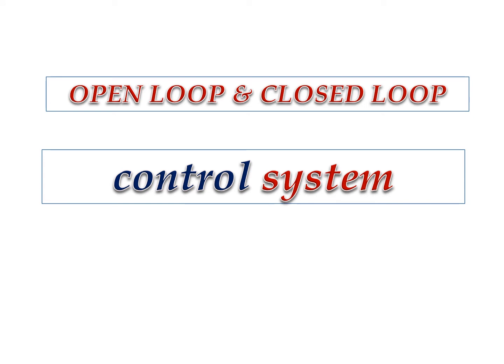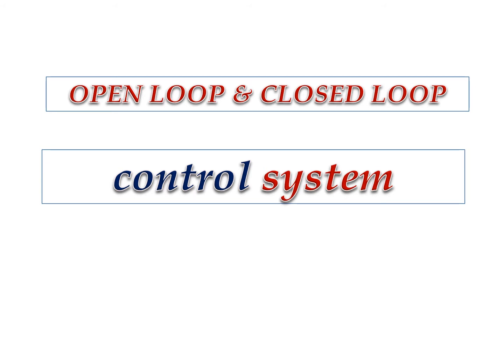In this video, we are going to see the types of control system. There are two different types of control system. One is open loop control system and another one is closed loop control system. In the previous video, I have explained introduction to control system and I have given the link in the description box.